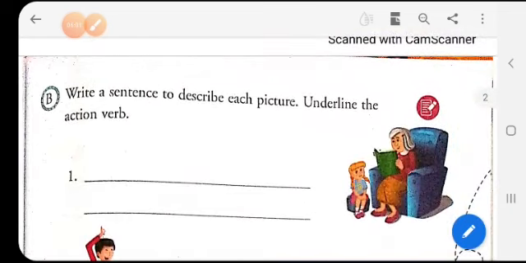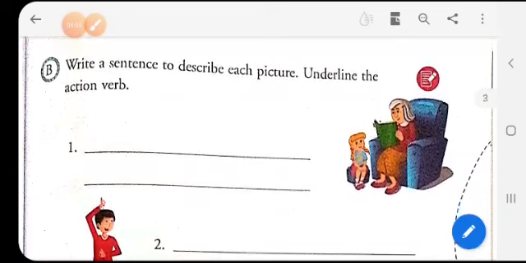Let's see what is next. Write a sentence to describe each picture. Underline the action verbs. Now, the first sentence you have is that a grandmother is telling a story to her granddaughter. So, what is the sentence you will write?